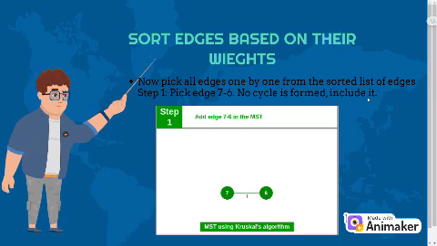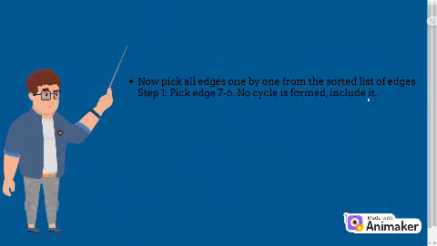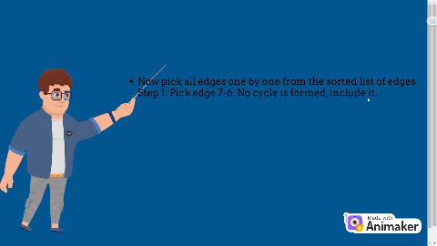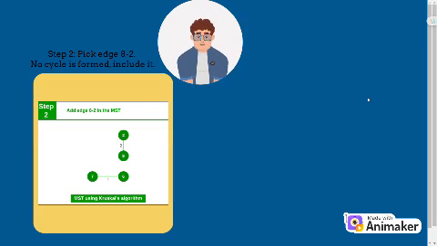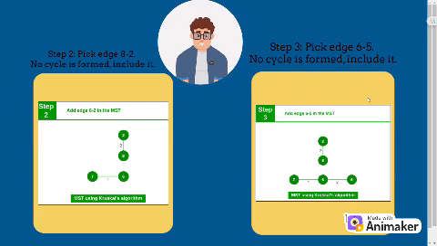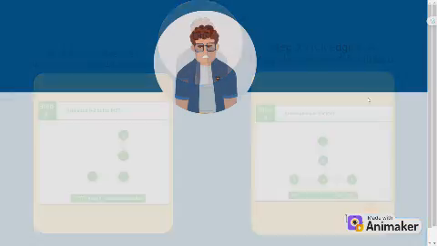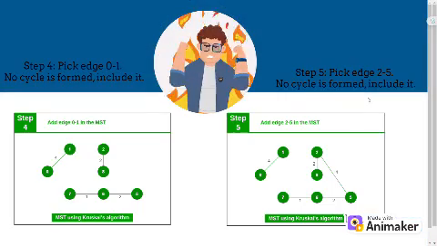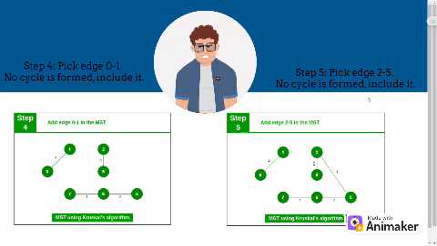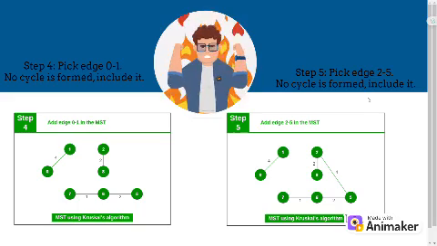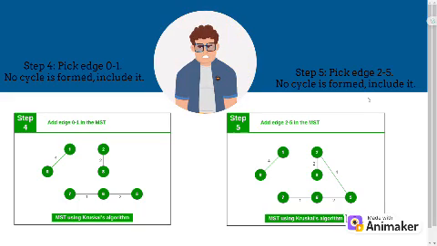Step 1. Pick edge 7 to 6. No cycle is formed, included in the minimum spanning tree. Step 2. Pick edge 8 to 2. No cycle is formed, included in the minimum spanning tree. Step 3. Pick edge 6 to 5. No cycle is formed, included in the minimum spanning tree. Step 4. Pick edge 0 to 1. No cycle is formed, included in the minimum spanning tree. Step 5. Pick edge 2 to 5. No cycle is formed, included in the MST.